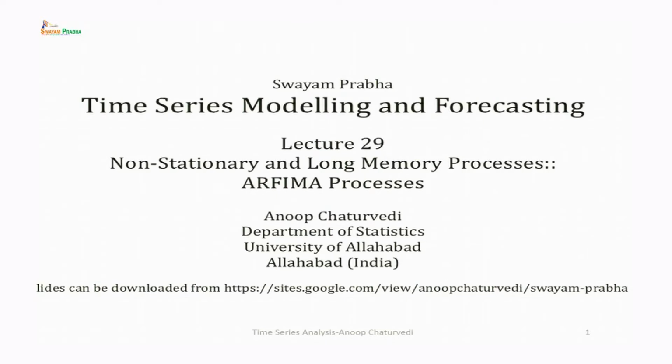Welcome to lecture 29 of Time Series Modeling and Forecasting. So far, we have considered different stationary ARMA processes or non-stationary ARIMA processes, auto-regressive integrated moving average processes. The ARMA processes usually have short memory. Short memory in the sense that their autocorrelations decline very rapidly. As you increase the lag, the autocorrelations decline. So, those processes have short memory.